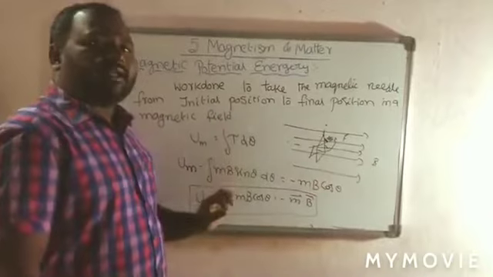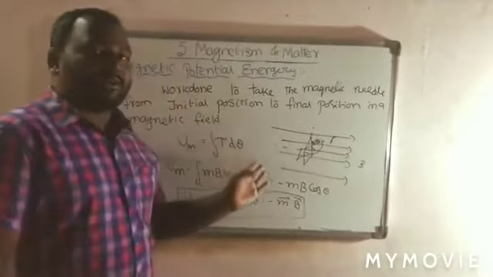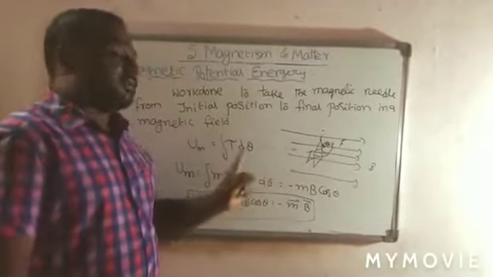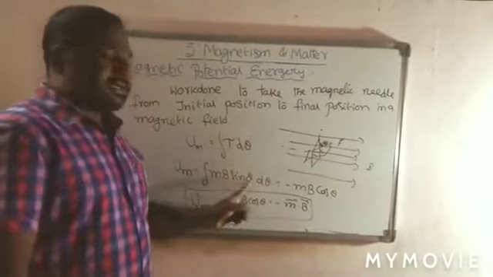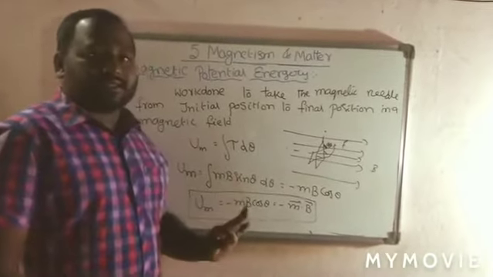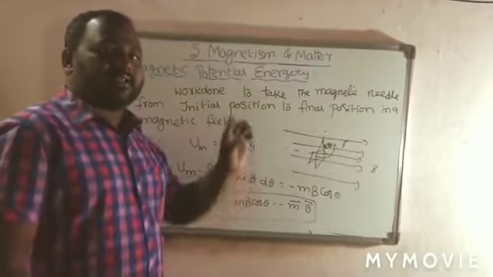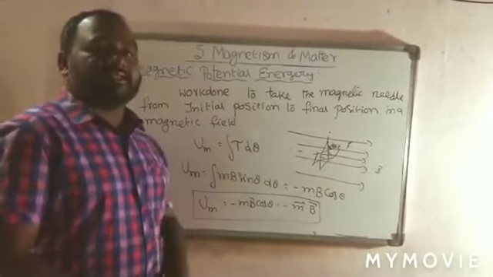We know work done is equal to force into displacement. Here work done is equal to torque into angular displacement. Torque for moving the dipole is nothing but mB sin theta. By substituting, we obtain that the expression is equal to minus mB cos theta. mB sin theta is the torque, minus mB cos theta is the potential energy.